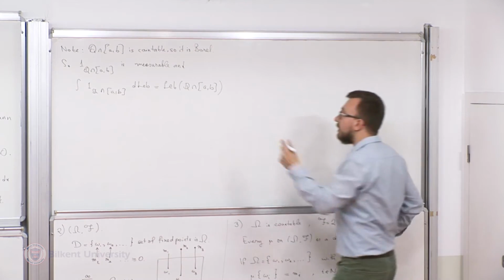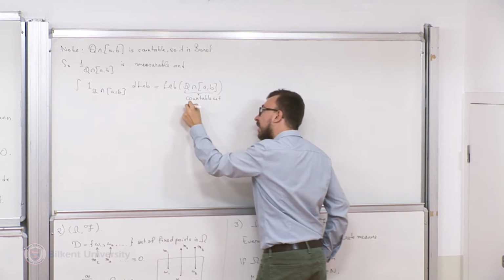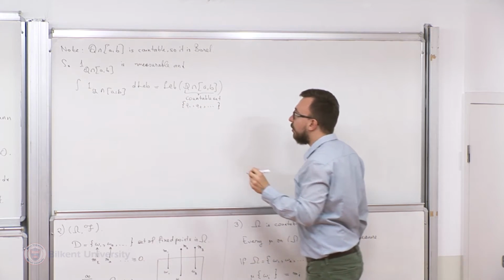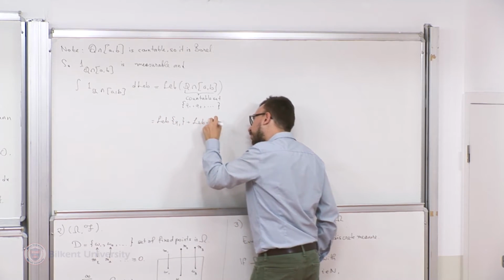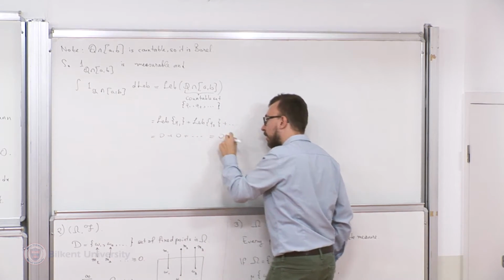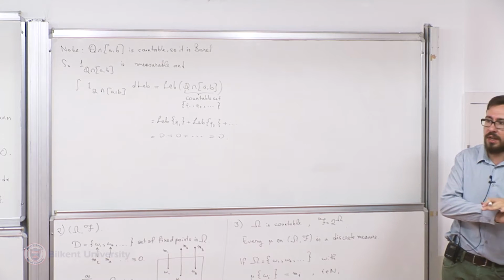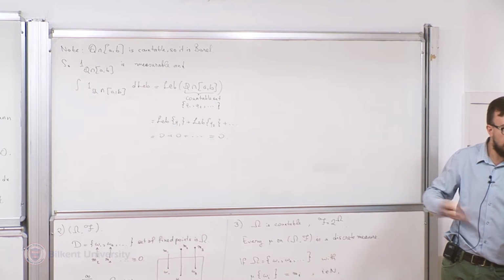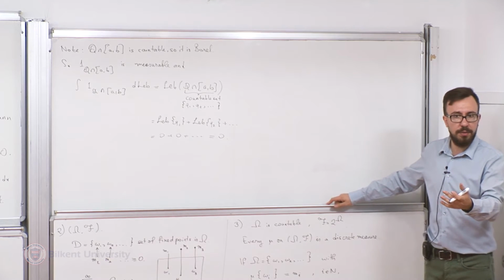Now, Q intersection A to B is a countable set, like Q1, Q2. So you can write it as Lebesgue measure at Q1, Lebesgue measure at Q2, etc., and each are 0. So it's just 0. Integral is just 0, right? You have a function on a countable set. And the Lebesgue measure of the countable set is always 0. So it is automatically 0. The integral is 0. But the point was that it is Lebesgue integrable.